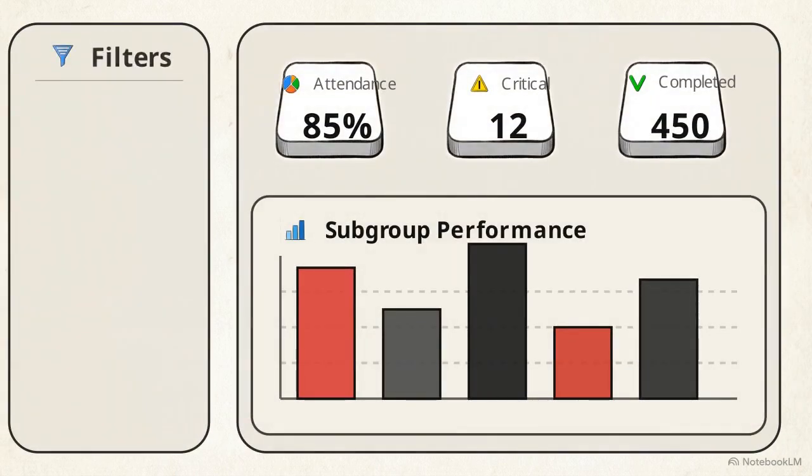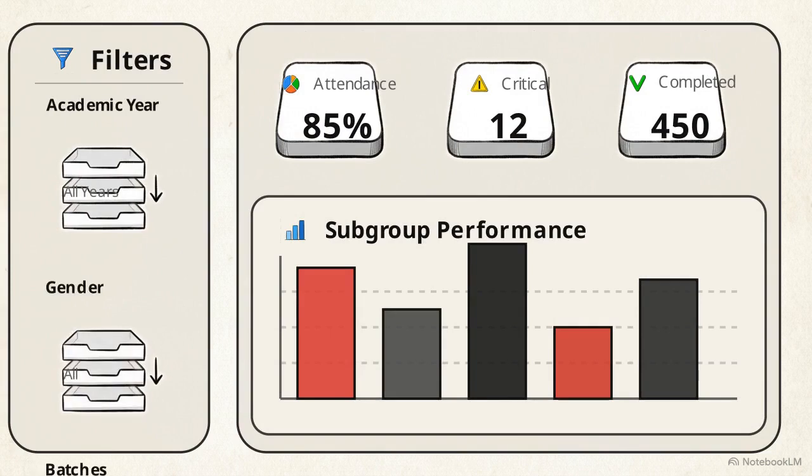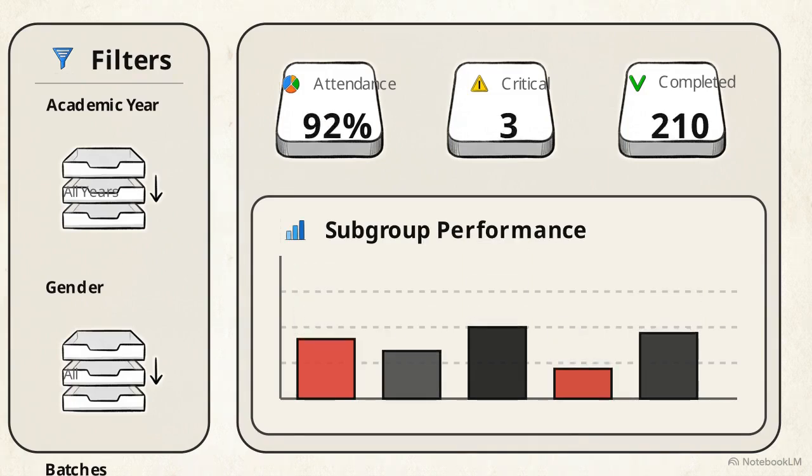To make the dashboard interactive, add slicers to your side panel. Slicers allow users to filter the entire report by categories like academic year, gender, or batches. Selecting a value in a slicer instantly updates every chart on the canvas to show only that subgroup's performance.